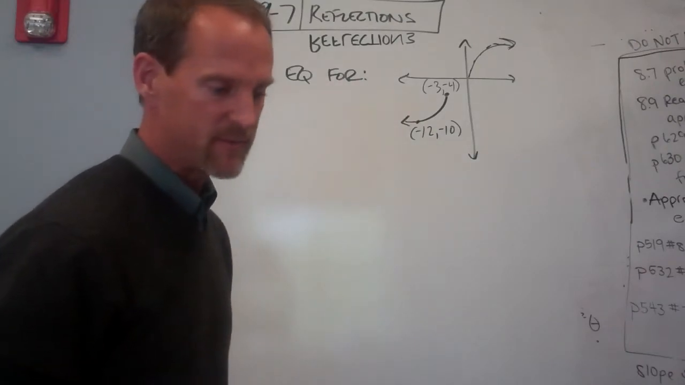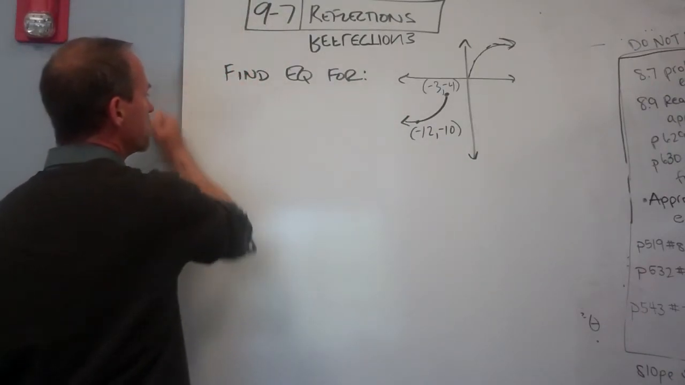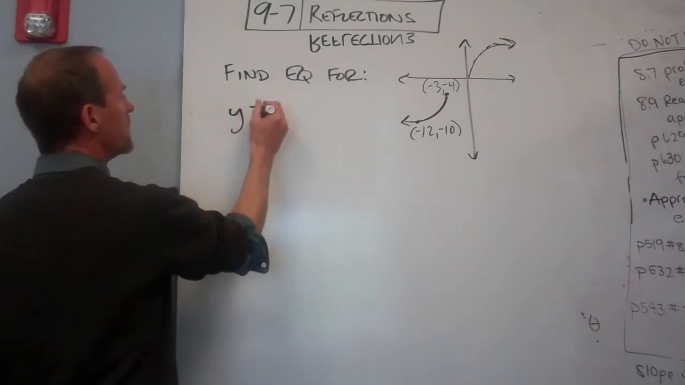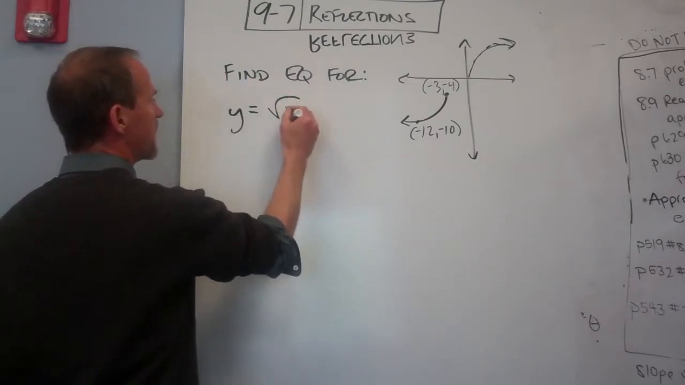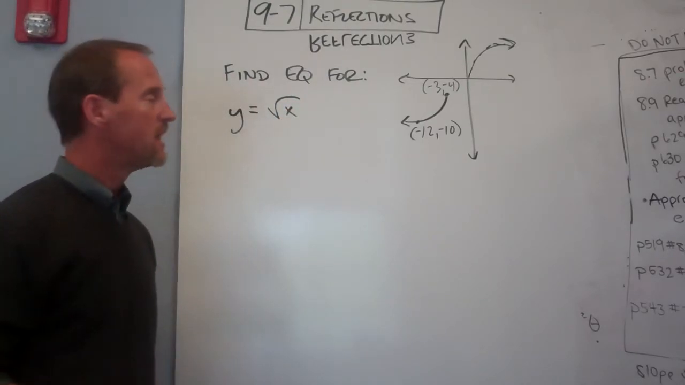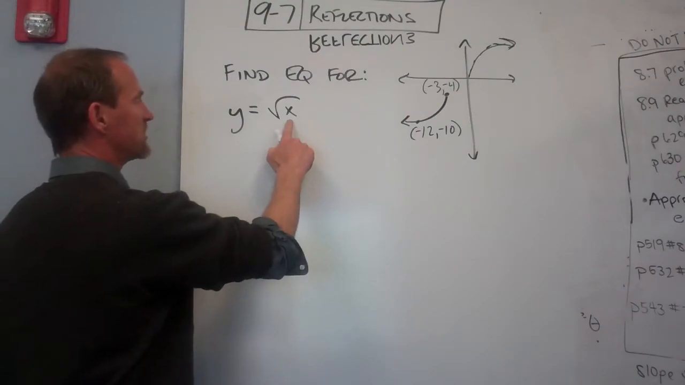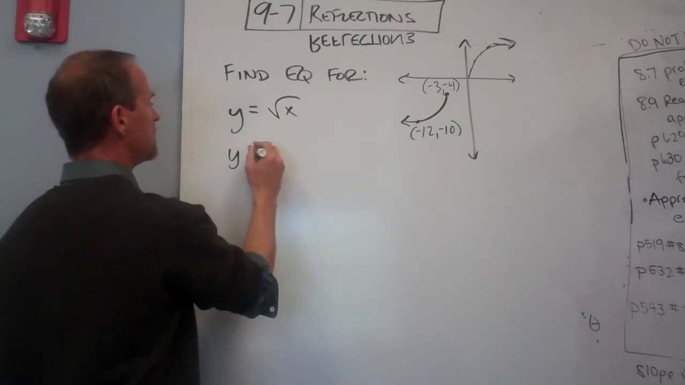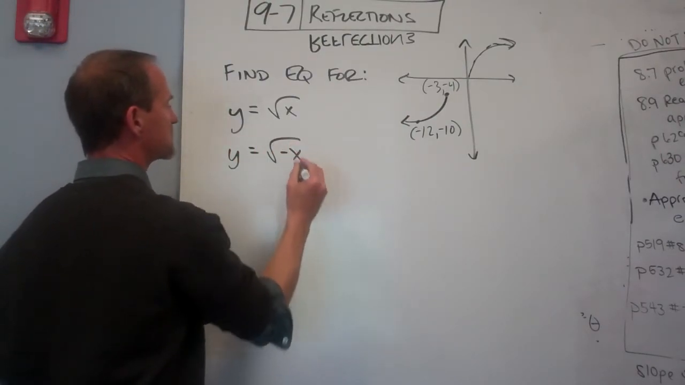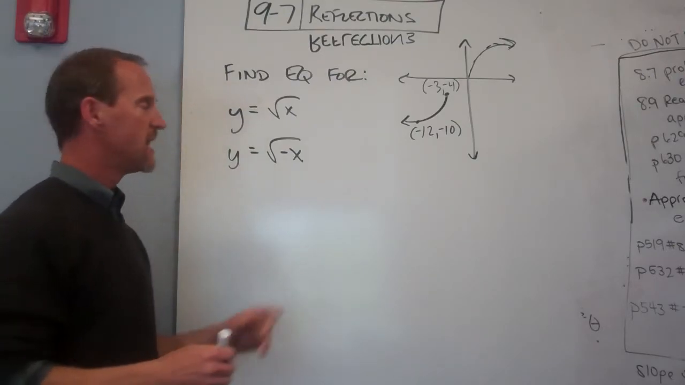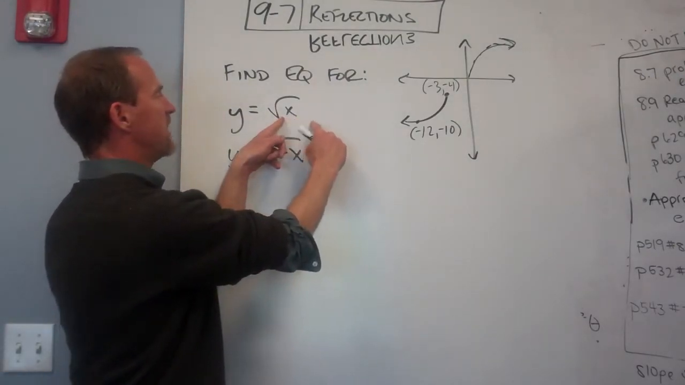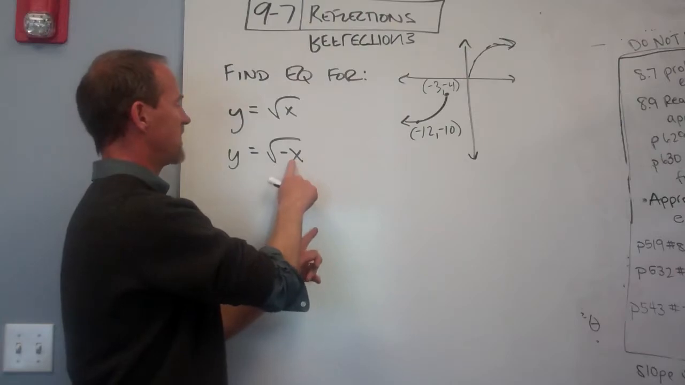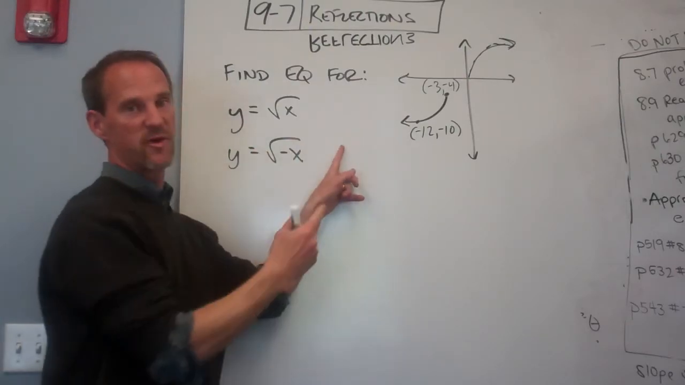Actually, I'm going to think about it if we just have one that we know. Suppose I look at y equals the square root of x. We'll go back to that square root function. If I change the sign inside, y equals the square root of negative x, what this means is every positive x is now made negative. Every negative x is now made positive.